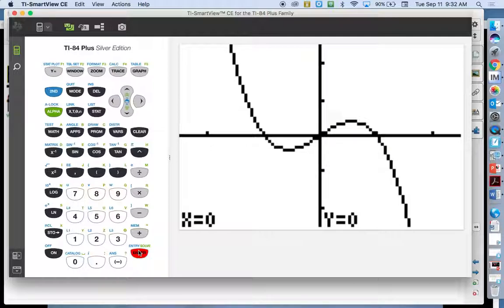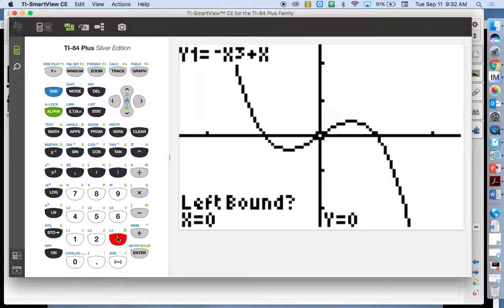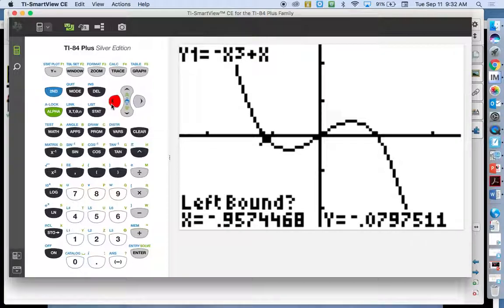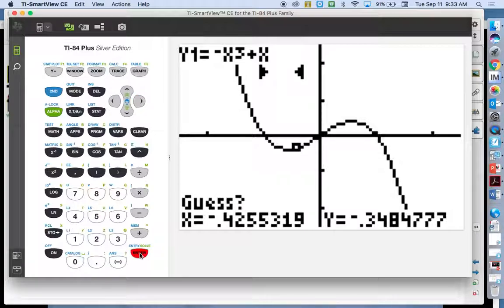Does anybody remember how to find the min or the max with the calculator? Mason, how do you do that? Use second trace max or min. Yeah, so second trace, either one, depending on what you're finding, max or min. So we find the minimum first because it's on the left side of the graph. Remember, left bound means the little blinking cursor needs to be slightly to the left of the lowest point. So right here's the lowest point. The little blinking guy needs to be on the left side of it. You hit enter. You move the little blinking guy so that it's slightly to the right of it. You hit enter, and then you let the calculator do the work.